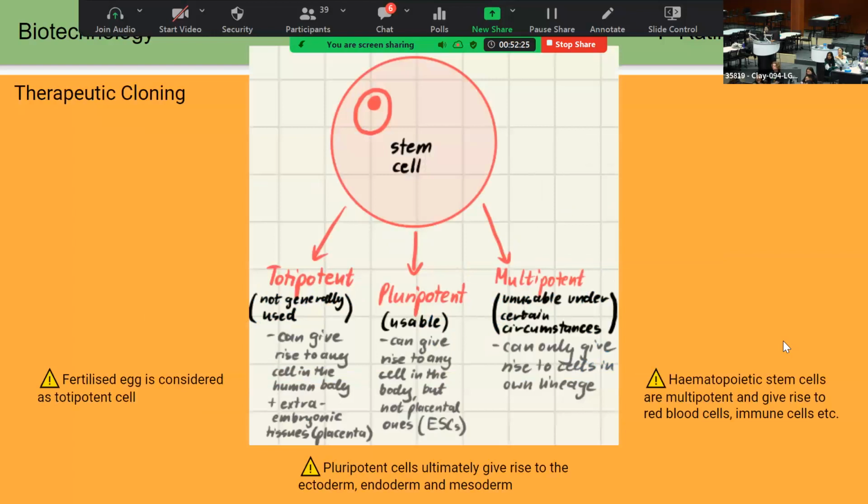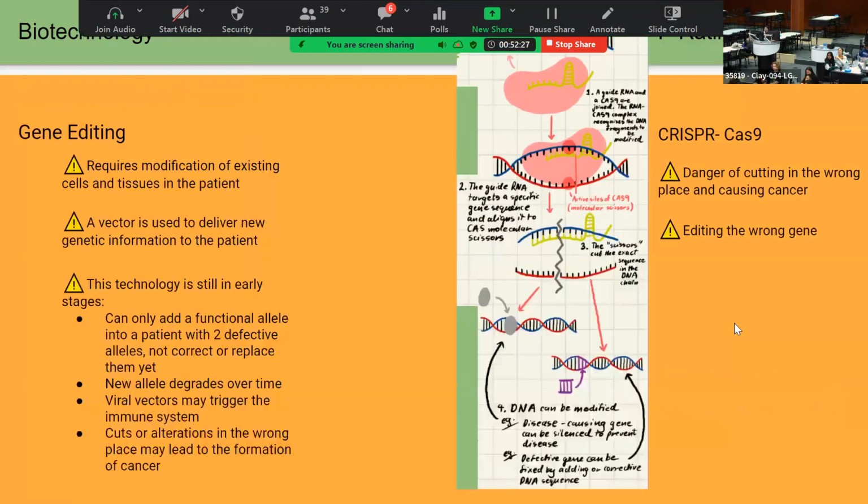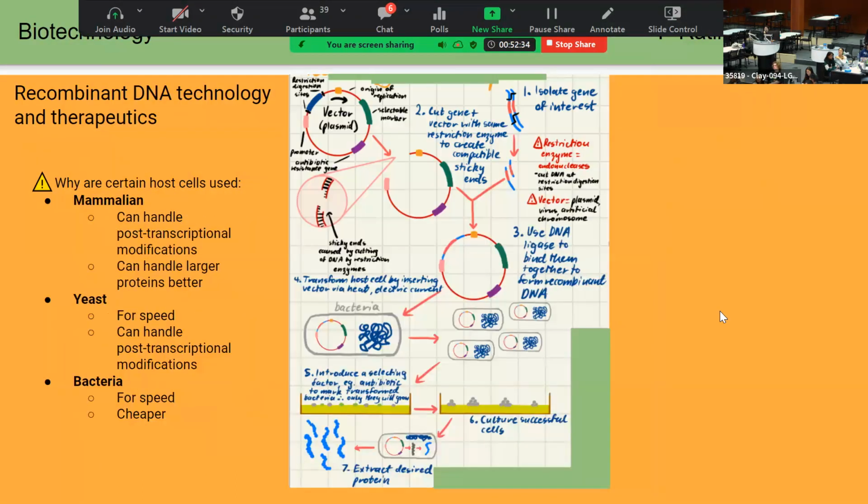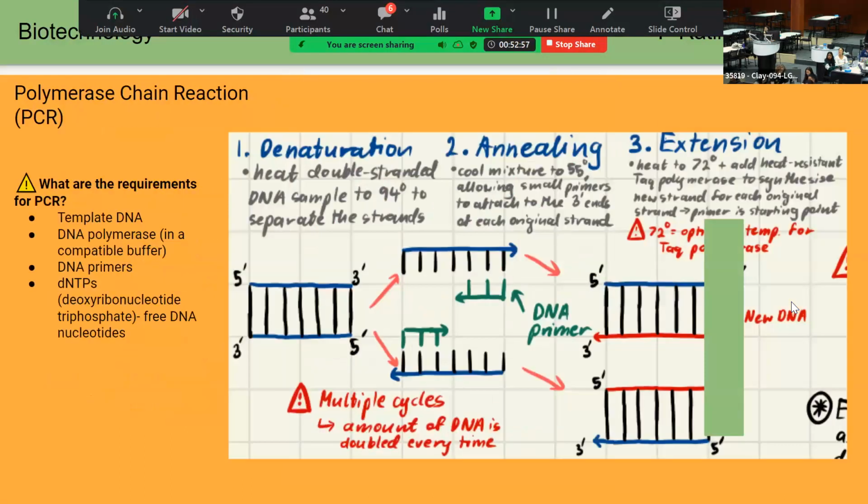So you have farming, therapeutic cloning, gene editing as well. Mostly knowing CRISPR-Cas9 is important, how that works. And then also recombinant DNA. So it's important to know how it works here, so the different steps. Also important to know why certain host cells are used. So why mammalian cells are used, because they can handle post-transcriptional modifications and larger proteins. Yeast for speed, and bacteria because it's cheap. So know those advantages there.